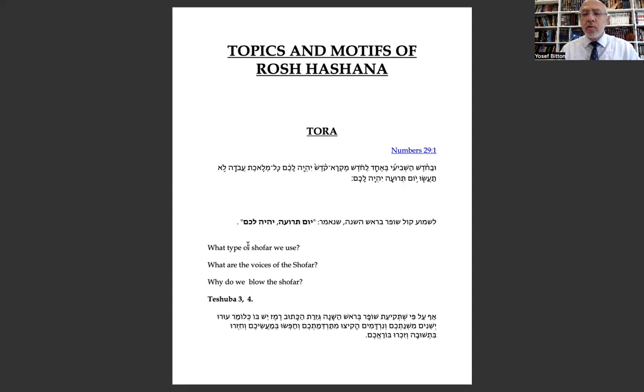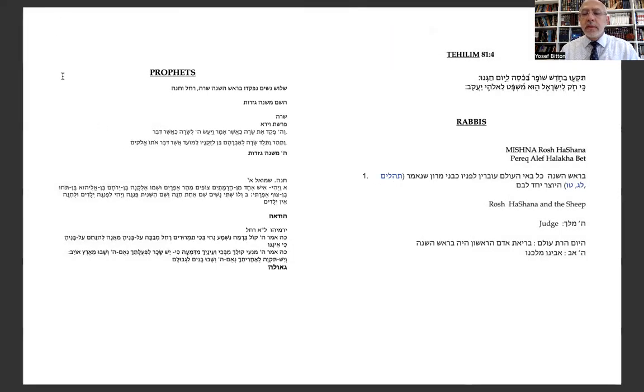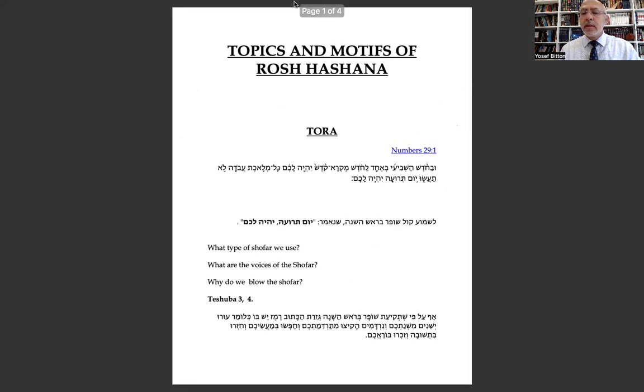Let me see if I can show you the ram itself. One second. Let me see here. I don't know why this happened. Okay, so that's the ram's shofar. That's the first type of shofar. This is the one that we use, and the one that we should use.